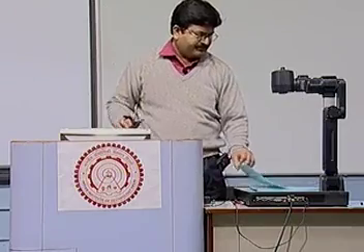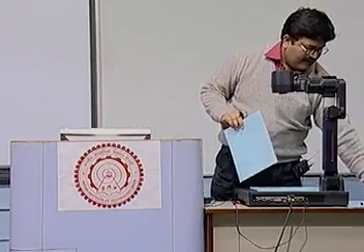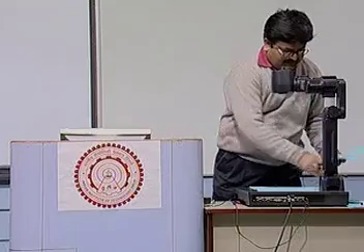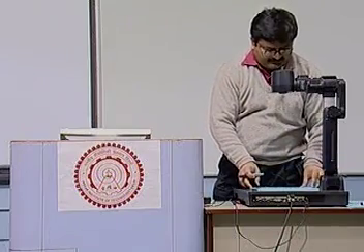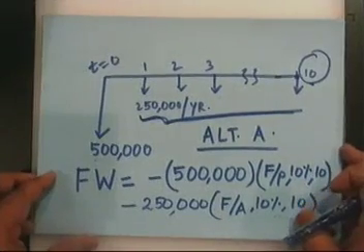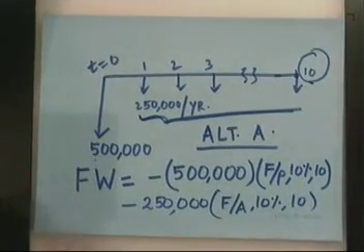Let us go back to the same example which we took up today. Let us see the same cash flow for alternative A. The problem was that there are two alternatives. For alternative A, you have to invest 500,000 at the beginning and you have to invest a further 250,000 per year for the next 10 years.